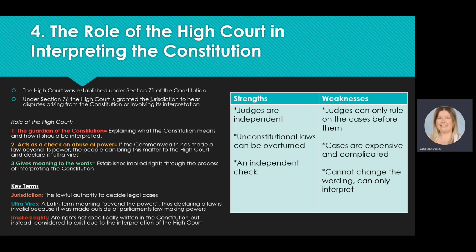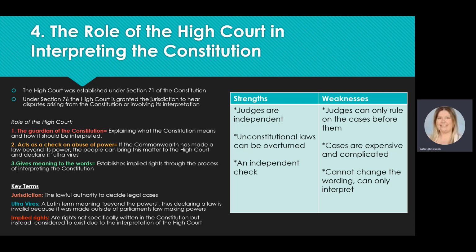Again, you'll need to know the strengths and weaknesses of High Court interpretation. So a strength, judges are supposedly independent. And by having the High Court, unconstitutional laws can be overturned. It is also an independent check because remember, we had that separate judicial arm of lawmaking.